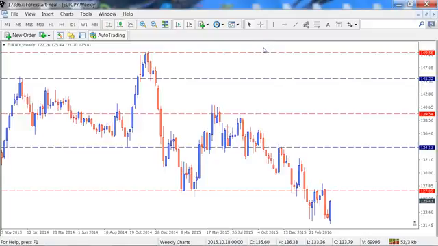A belt trade that is formed on the euro yen, a belt trade off of the euro yen. Nice setup here, and then you have the formation here for the belt trade.